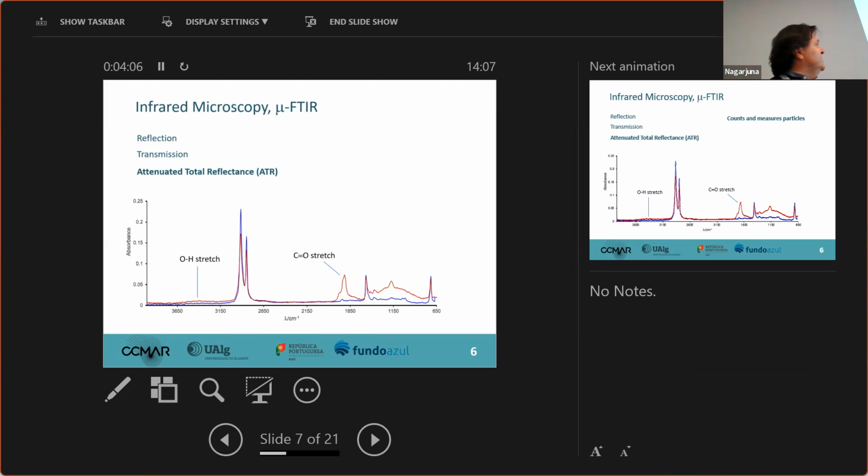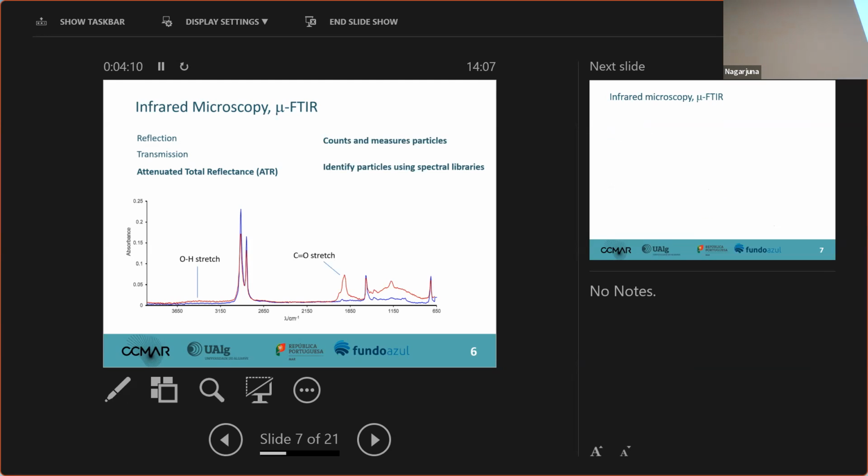okay, after degradation. So basically, infrared microscopy is an equipment that combines an optical microscope that allows you to observe the particles and count the particles, quantitation, together with an infrared spectrometer that allows you to take the IR spectrum, and then with comparison with libraries of spectra, you can identify the particles you are observing under the optical microscope. So summing up, that's how it works, okay?